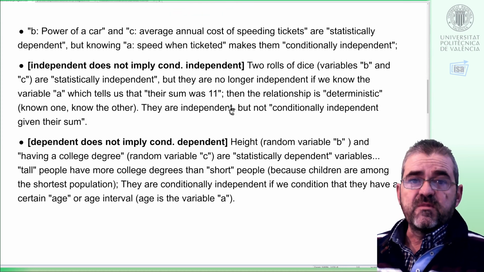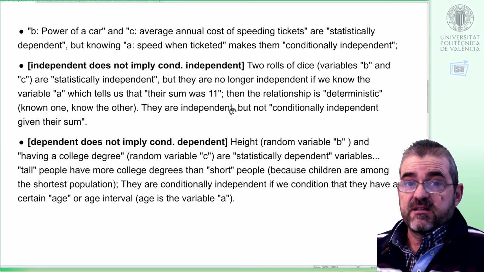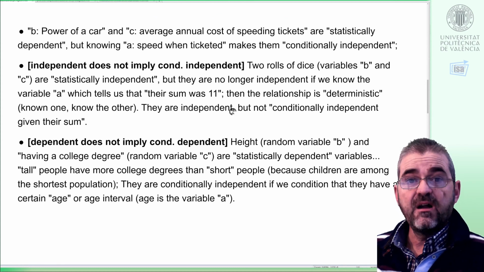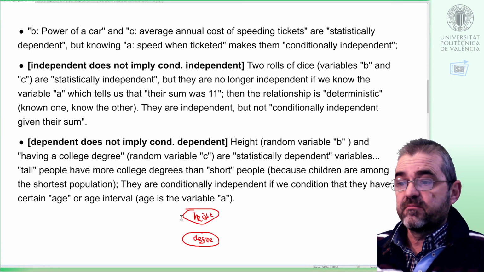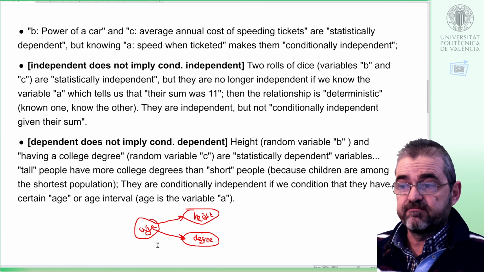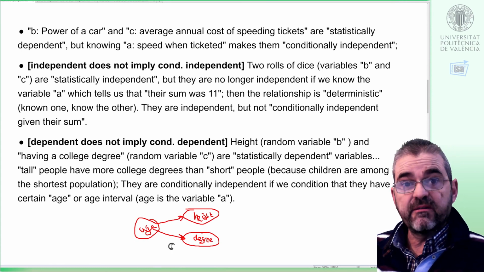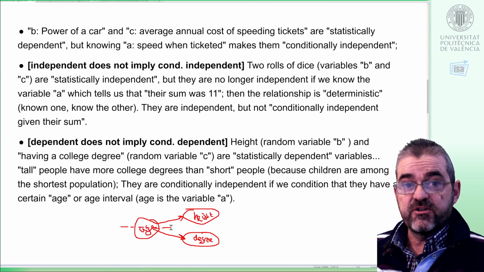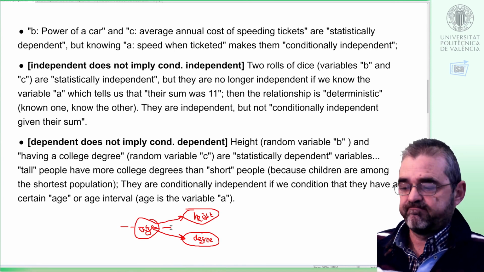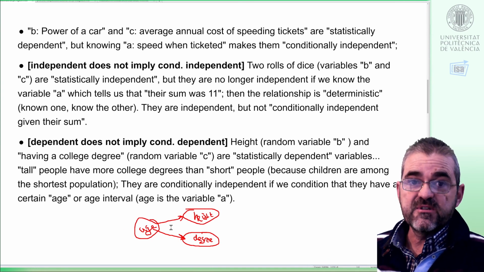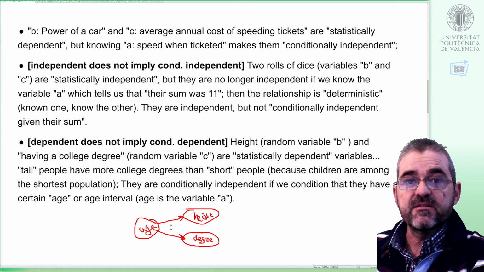A second example describes two rolls of dice which were statistically independent, but if I knew their sum, they became conditionally dependent. As a third example, height and having a college degree for a randomly chosen person were correlated, but the explanation of that correlation is that age was positively correlated with both of them, and once I condition to age, there is no remaining correlation between height and degree, so they are conditionally independent when age is known. A complicated version of this kind of diagram is called a Bayesian network in computer science.